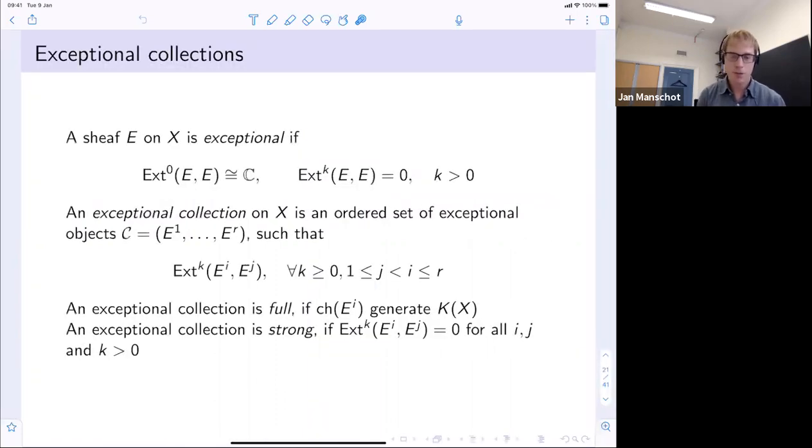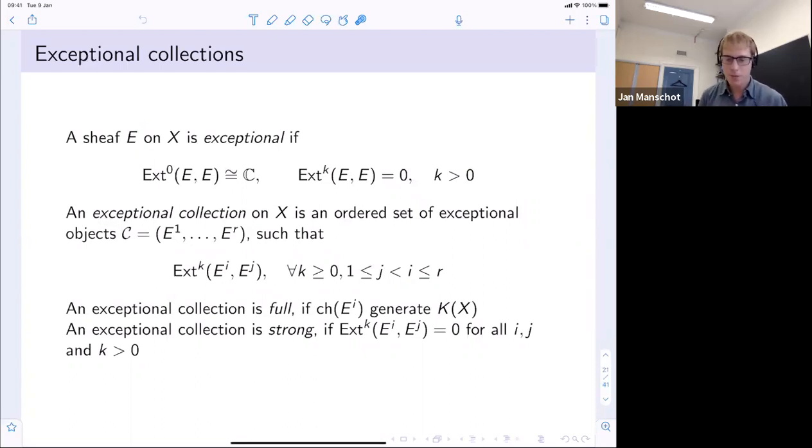A sheaf E on the surface X is called exceptional if the Ext^0 group of the sheaf is isomorphic to C, and all the higher Ext groups are empty. Then we can make a collection of such sheaves. This is an ordered set of exceptional objects running from E_1 to some E_R, such that the Ext groups are equal to C for all k larger or equal to 0, and j smaller than i smaller or equal to R. Sorry for missing this detail.